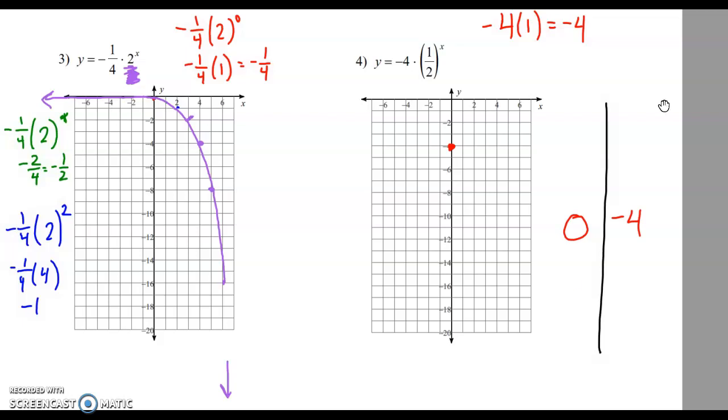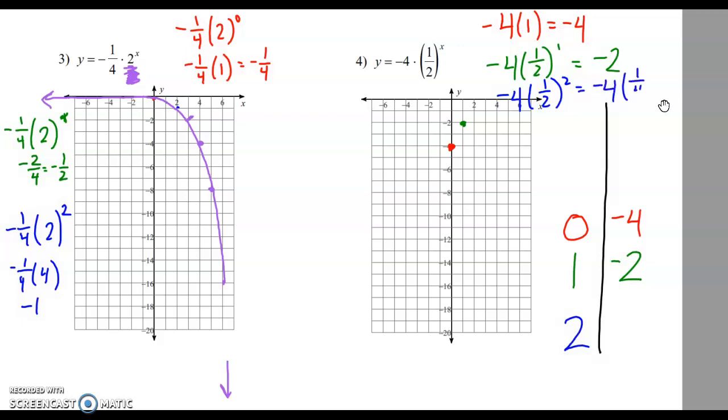I'm going to plug in 1. So if I do negative 4 times 1/2 to the first, well, that's going to give me negative 2, right? Half of negative 4 is negative 2, so I've got the point 1, negative 2. I can plug in 2, so I have negative 4 times 1/2 squared. Again, 1/2 squared would be 1/4. A fourth of negative 4 is negative 1. So I've got 2, negative 1.